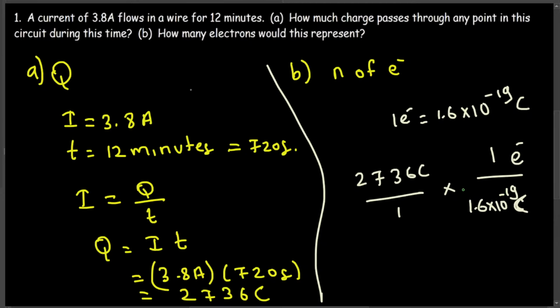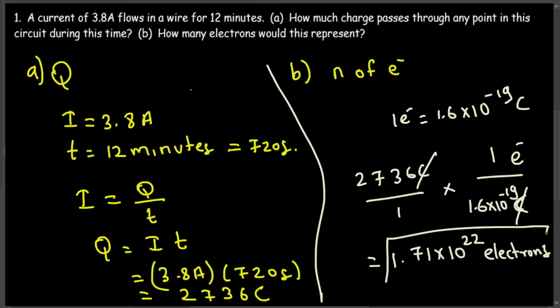If you solve for this, you will find the number of electrons, because the coulomb and coulomb cancel each other. So the final answer is going to be in electrons. If you solve for this, you will get 1.71 times 10 to the power of 22 electrons. Okay, that's our final answer.